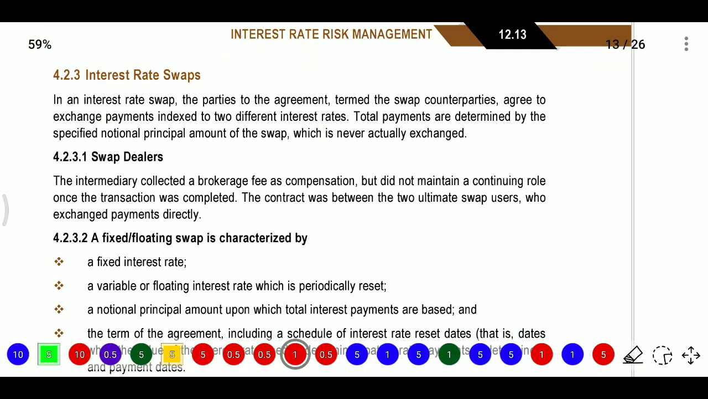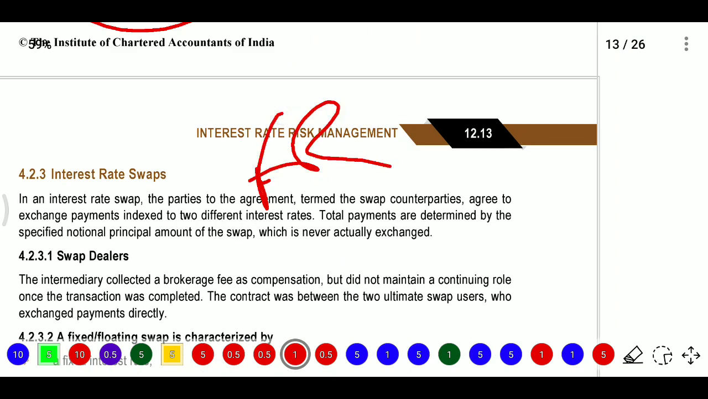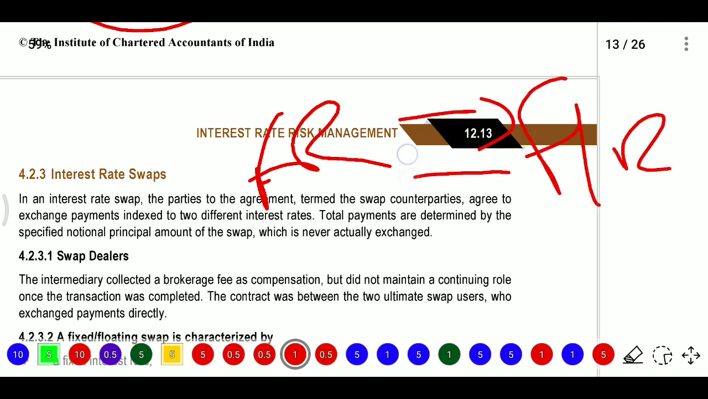Next, interest rate swaps. So here, what does swap mean? Swap means exchanging a series of cash flows. In an interest rate swap, if you have a fixed rate option but you think a floating rate is better, you need to swap it. In an interest rate swap, the parties to the agreement, the swap counterparties, agree to exchange payments indexed to different interest rates. The total payments are determined by a specified notional principal amount of the swap, which is never actually exchanged.